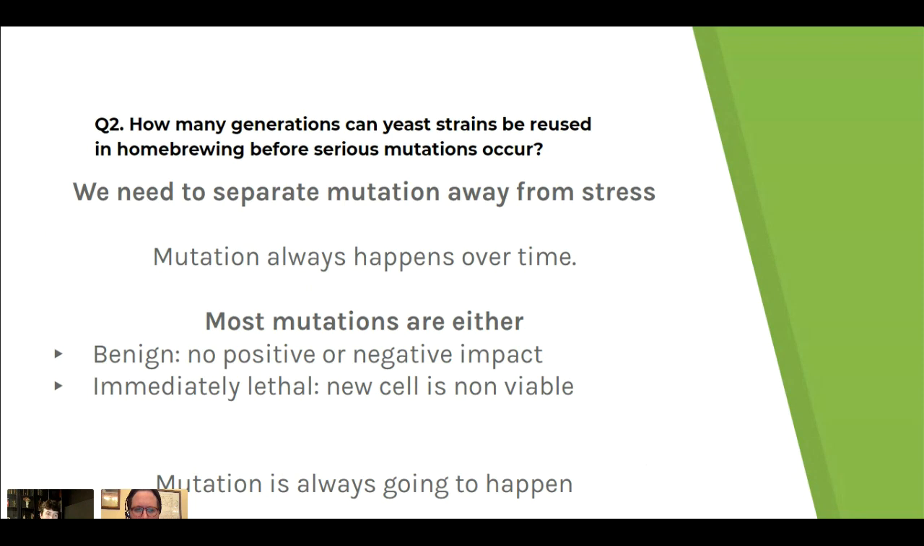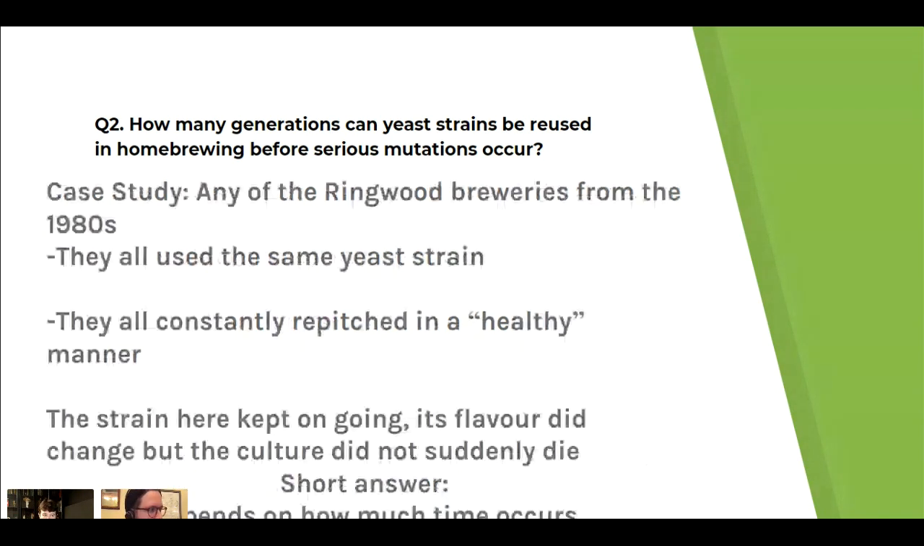Other mutations are immediately lethal. So if that's the case, that mutation occurs and the cell dies. Mutation is always going to happen. We're always going to see some shift of the culture. But whether or not it's actually going to have an impact is a whole separate question.